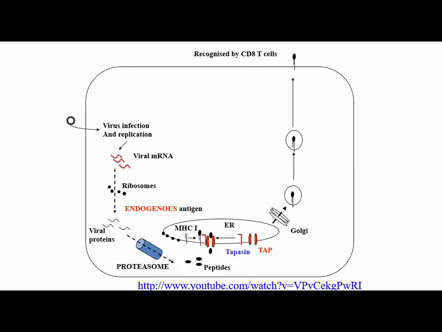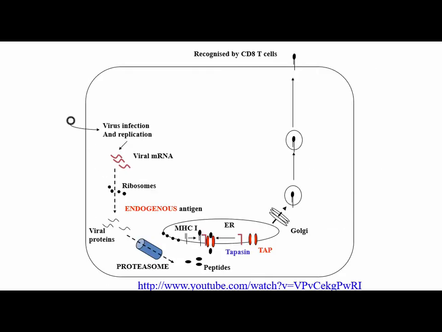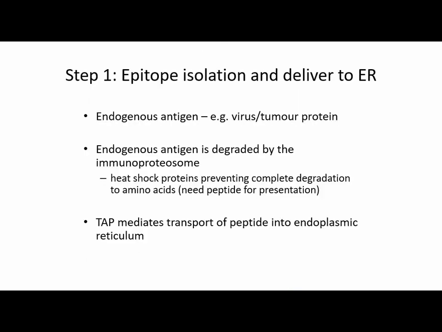Now, it enters through TAP, and when it enters through TAP, it then goes through a process of getting loaded to MHC1 and then delivered to the surface of the cell where it is presented to CD8 T cells. Now, whilst the antigen was being degraded and being transported to the endoplasmic reticulum, MHC1 is beginning to be composed. Okay?